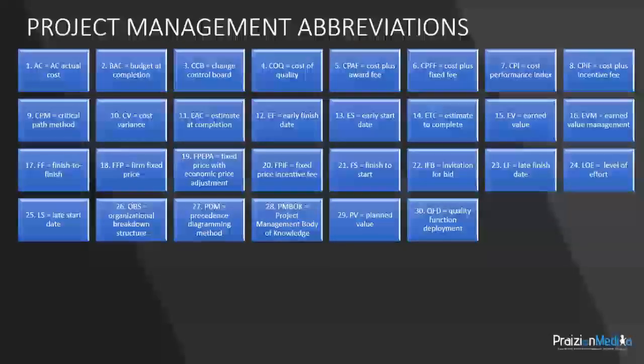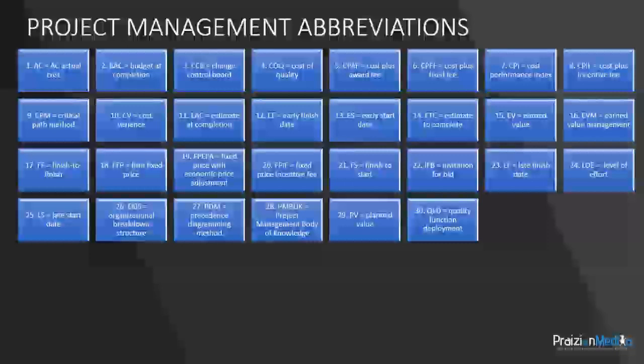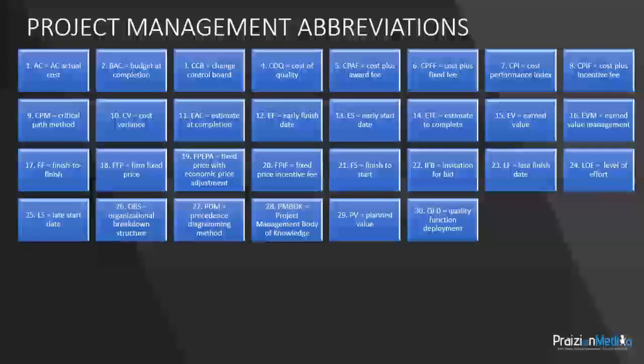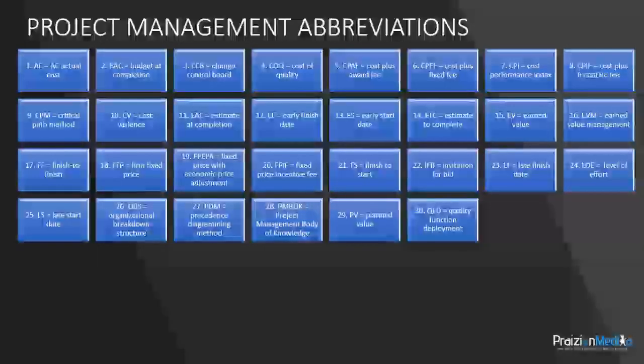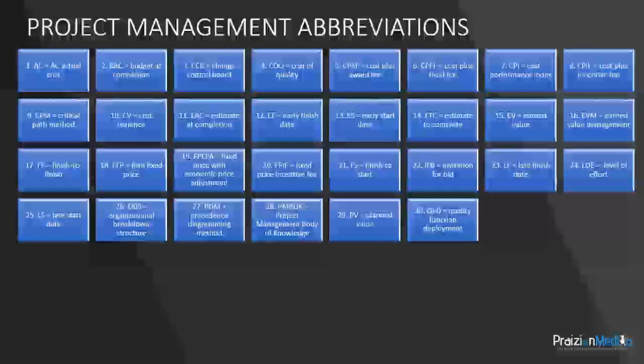QFD begins with the house of quality, and some of the components in the house of quality are voice of the customer, relationship matrix, competitive value, importance rating, technical difficulty, technical competitive benchmark, target values, product characteristics, and interaction mix. There's quite a lot that goes into QFD.